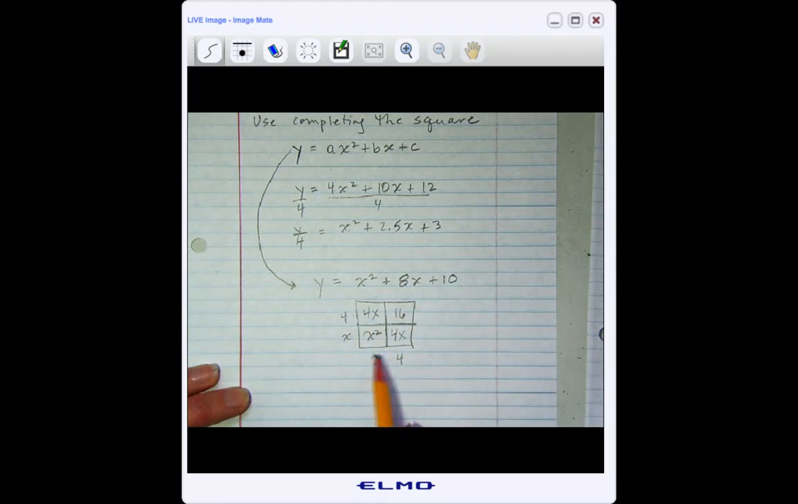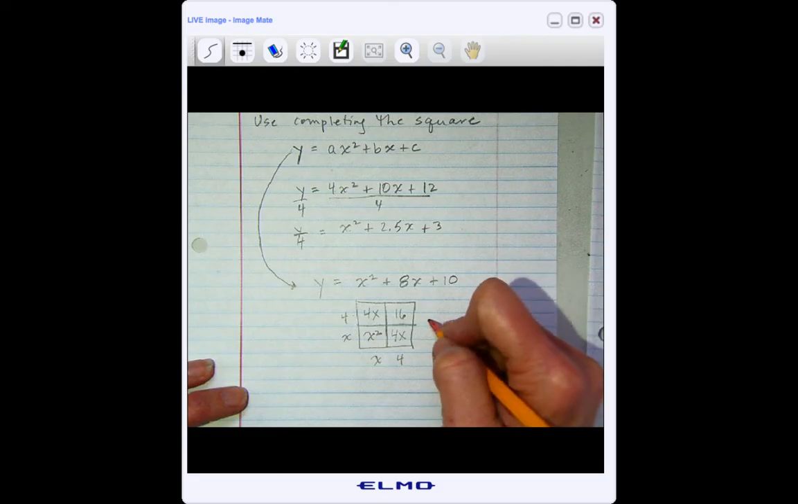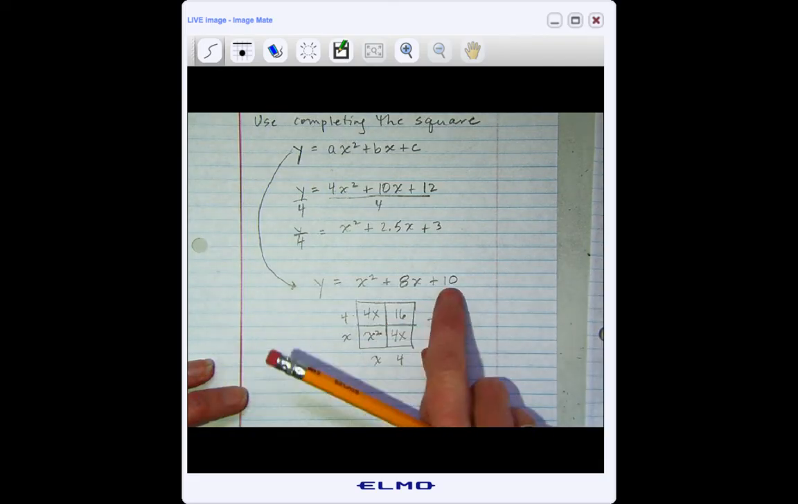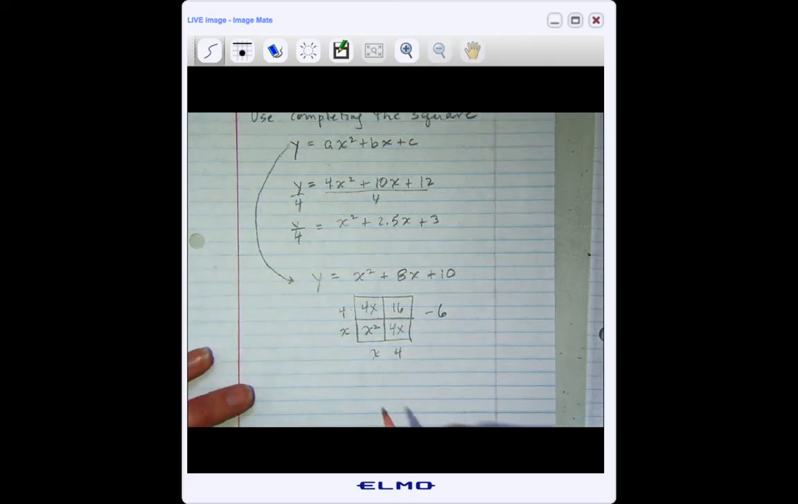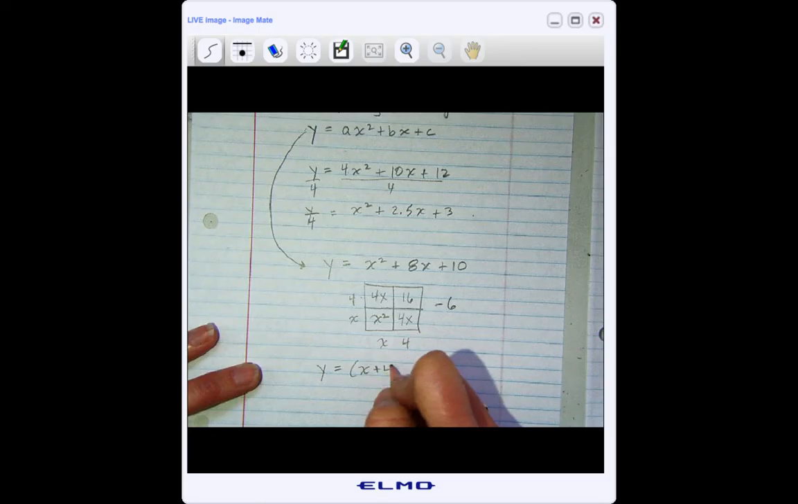Okay, if I were doing this with tiles, I would only have 10 here, so I'd be short 6. So I'd have to add 6 ones, and then I'd have to add negative 6, so that I basically am adding 0. So I'm going to have to subtract the 6 off so that I do only have a total of 10. Okay, so in vertex form, this would be y is equal to x plus 4 squared minus 6.